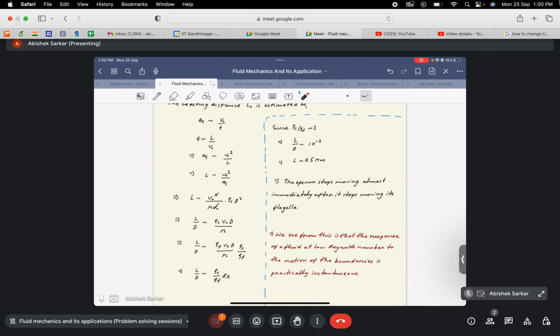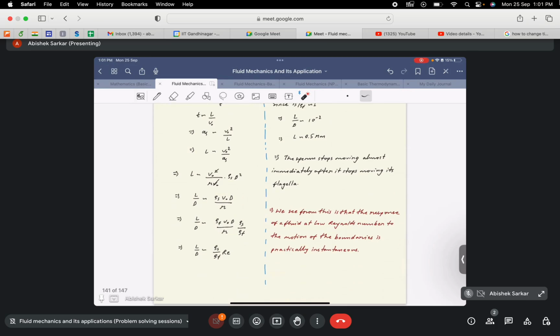Since this does not give any definition, because we might think it's a Reynolds number, but the sperm itself is not a fluid, and the density of the sperm is not a fluid property, what we do is multiply and divide by rho f, so that we get rho f v naught d by mu, which then gives the Reynolds number for the fluid flow in the seminal plasma. So we get that l by d scales as rho s by rho f into the Reynolds number.